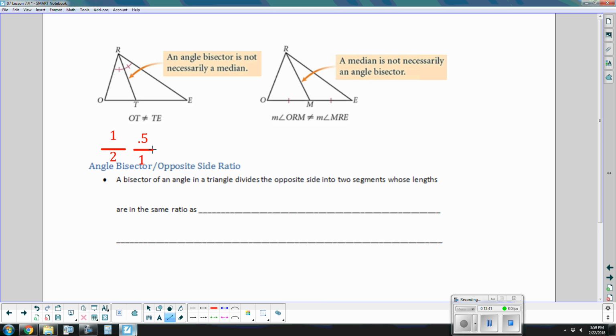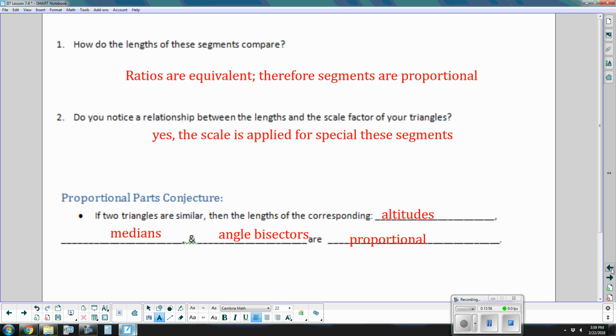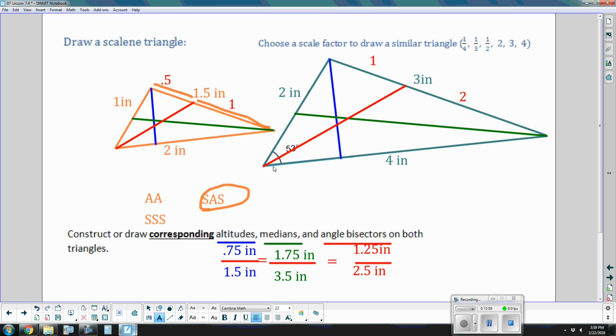So if you look at this ratio, 1 to 2 is the same as 0.5 to 1. So those two ratios are equivalent. Now if we think about our large triangle, let's look at the same ratio, the angle bisector to the opposite side ratio. This whole angle is made up by a 2 inch side and a 4 inch side. And it cuts that third side into a 1 inch side and a 2 inch side.